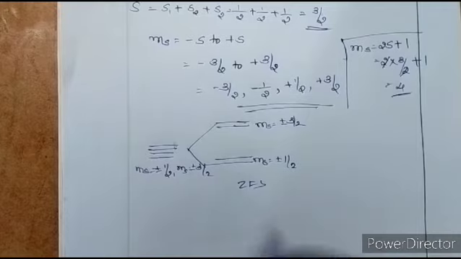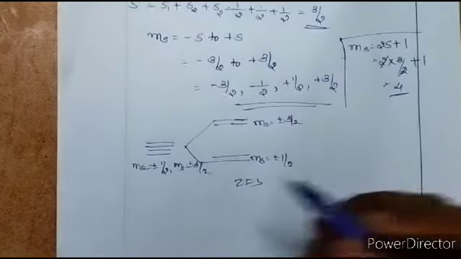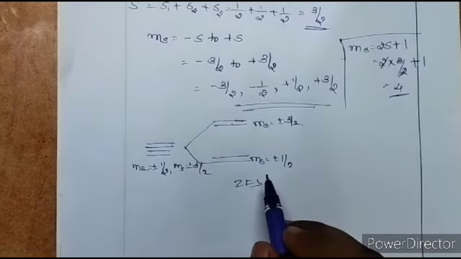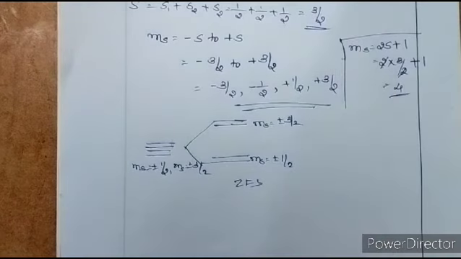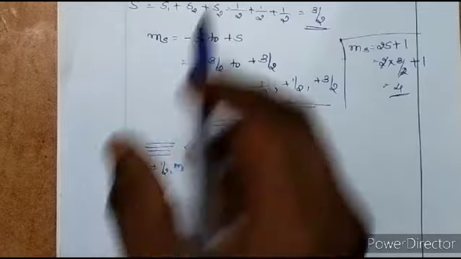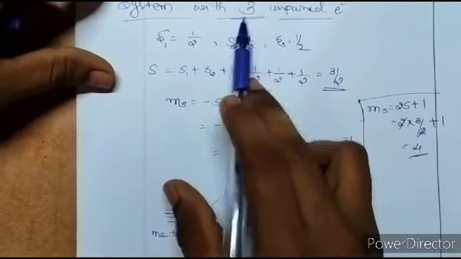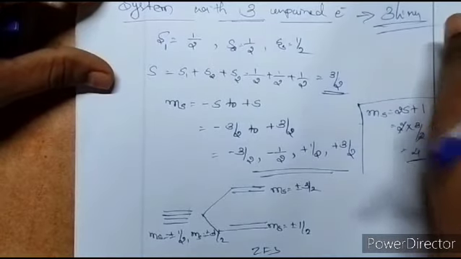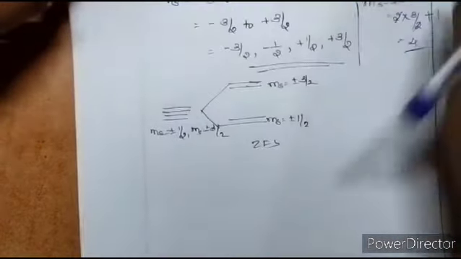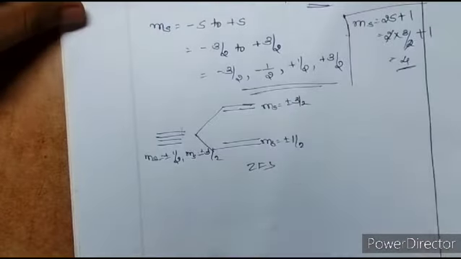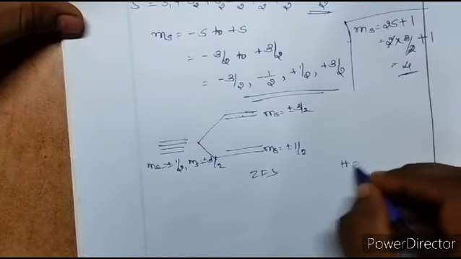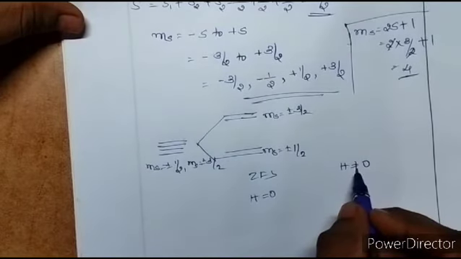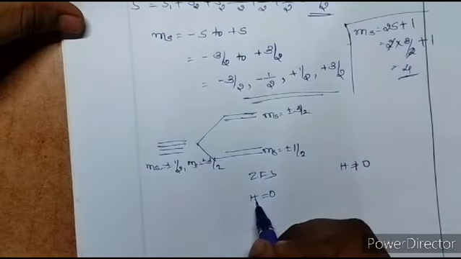So what happens if we apply the magnetic field? All this is happening in the absence of magnetic field. Now if you apply the magnetic field, what happens? How many lines will we get? For the system with 3 unpaired electrons, we should get 3 lines, or 3 signals, in the ESR spectra. What will be the 3 transitions taking place here? So let me write this in the presence of magnetic field. This is happening in the absence of magnetic field.